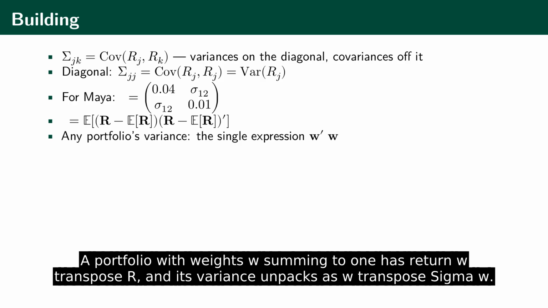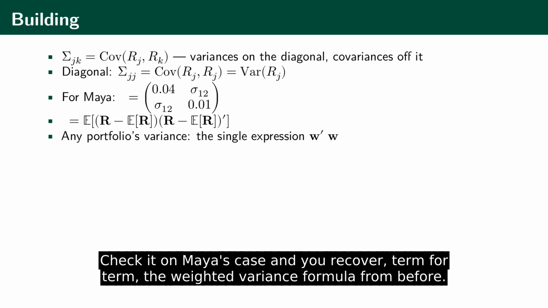A portfolio with weights W summing to 1 has return W transpose R, and its variance unpacks as W transpose sigma W. Check it on Maya's case and you recover, term for term, the weighted variance formula from before.